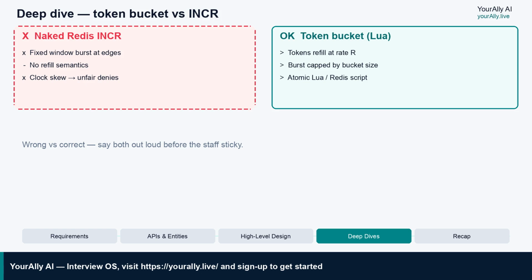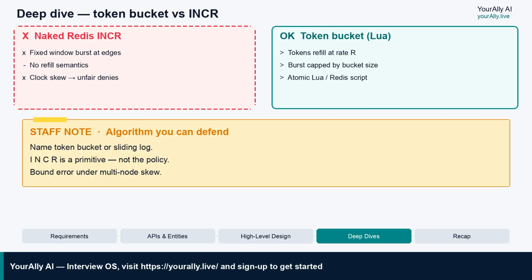Deep dive 2, token bucket versus naked INCR. Wrong: Redis INCR with a fixed window TTL. At the window boundary, you can double burst. There is no refill semantics, just a cliff. Clock skew across nodes makes denies feel random and unfair. Correct: token bucket. Tokens refill at rate R. Burst cap by bucket size B. Update atomically with Lua or a single key script so check and decrement cannot race.